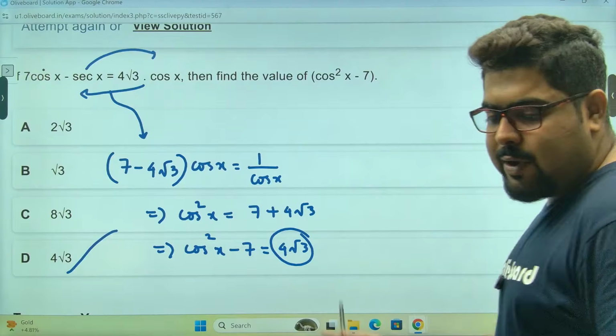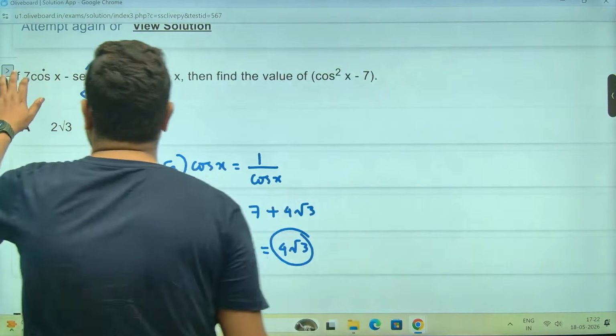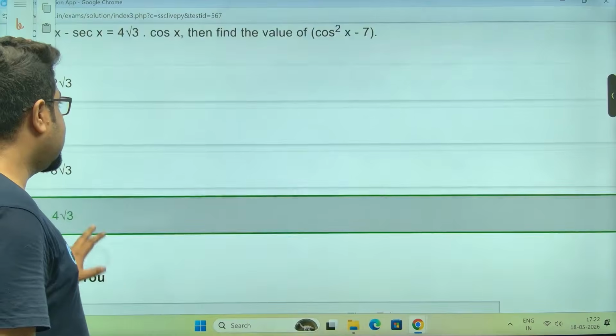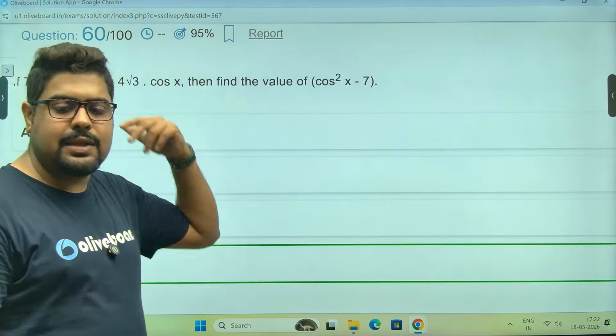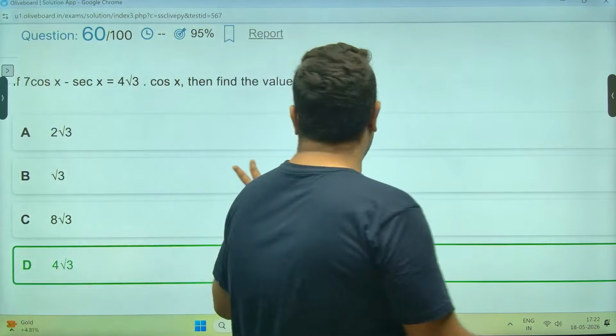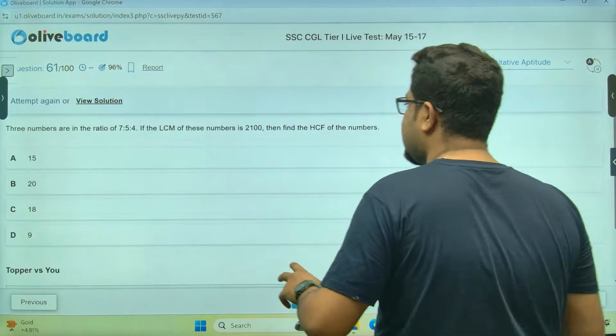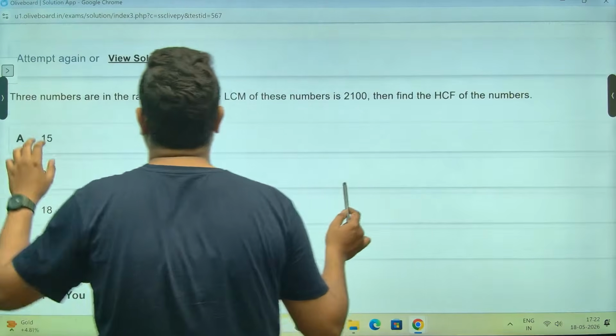Again, a couple of lines only. Don't overthink. Looking at this question, there is a strong chance you will overthink. So don't do that. That is my only request to all of you.